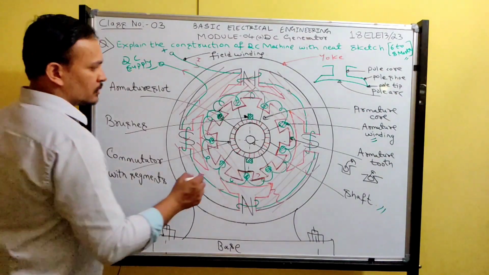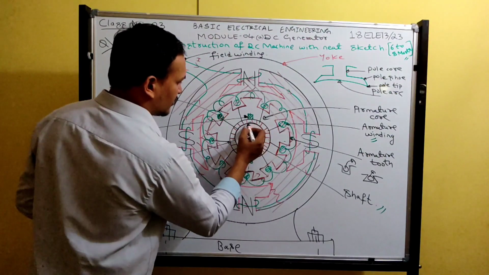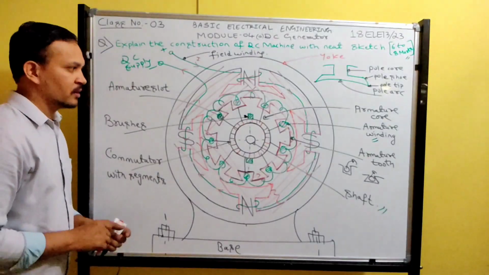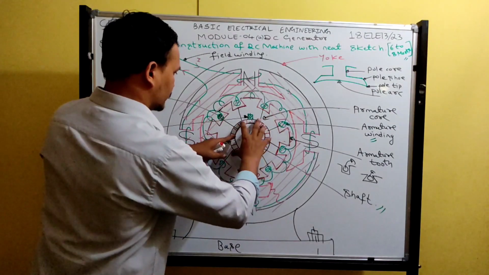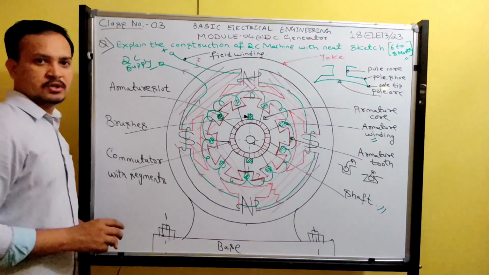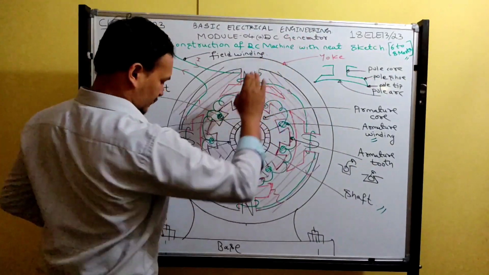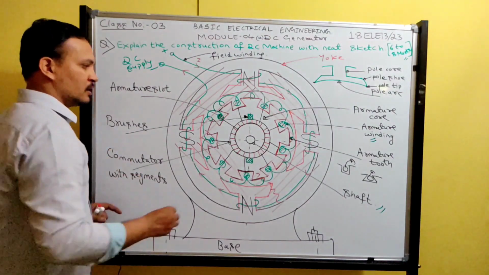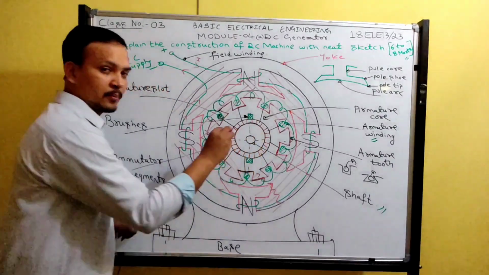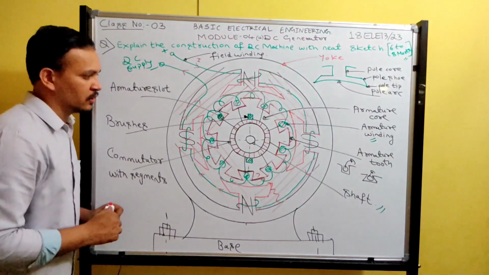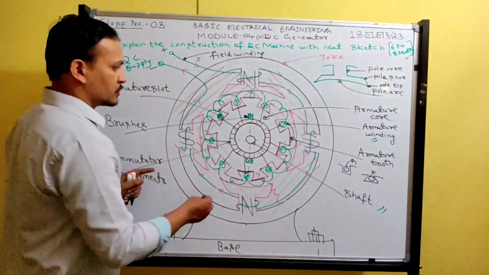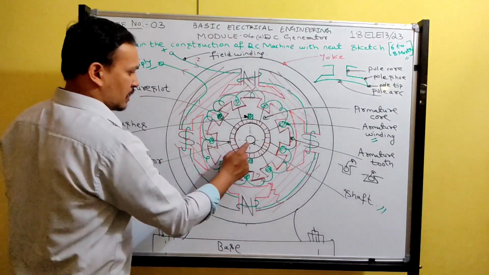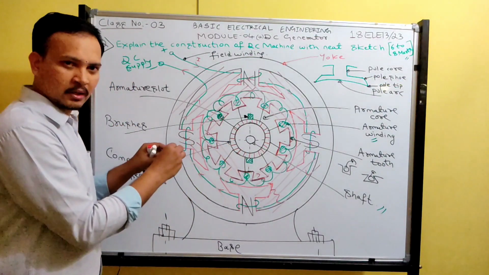See now, this entire commutator is mounted on the shaft. The armature, commutator segments, everything is mounted on the shaft. What do you mean by generator? Mechanical to electrical is called generator. So this shaft is coupled to the mechanical input, let's say a turbine. The turbine shaft and this armature shaft are coupled together.